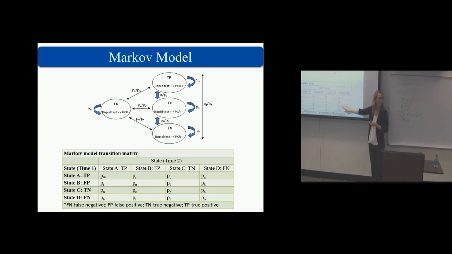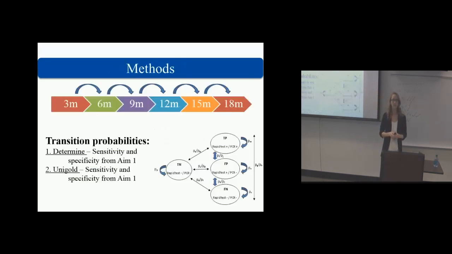So you calculate the probability of the kids going between health states based on the sensitivity and specificity of the test. Now, as you can imagine, these matrices change depending on where we are in the time point. That the probability of being a false positive at 6 months is much higher than at 15 months. So we had to build these matrices per time point and per 3-month cycle. And that's what you see here.